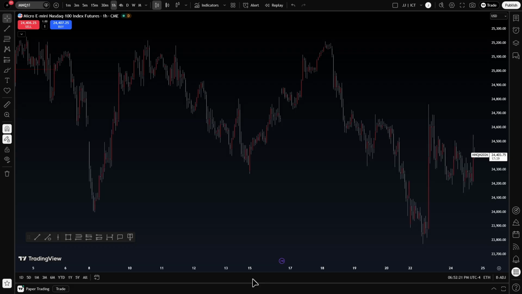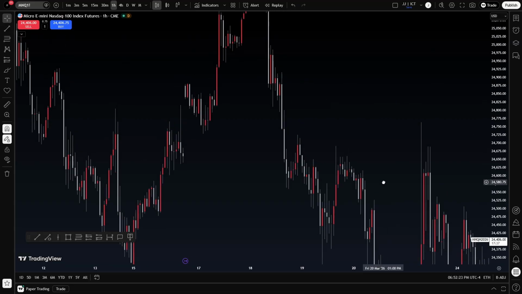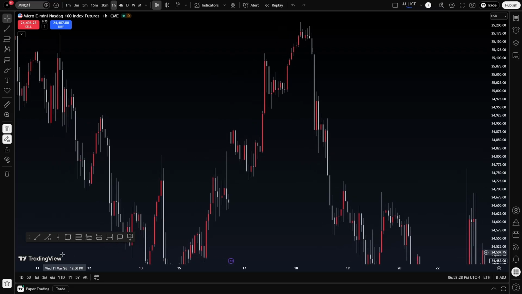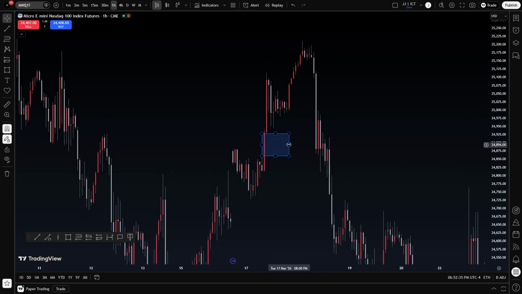Reason being, for example, this fair value gap here. I have to say this because some people will actually use fair value gaps as a draw on liquidity. I swear to God, I'm not lying to you. So if we use this fair value gap here, you're probably like, oh, but Josh, look, it dropped down into. No, no. Listen to me here.